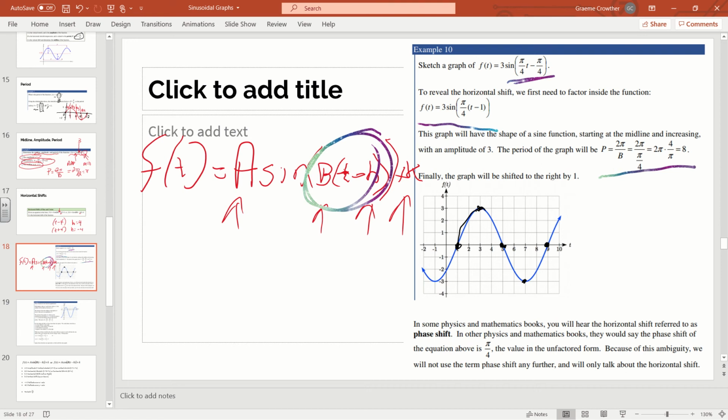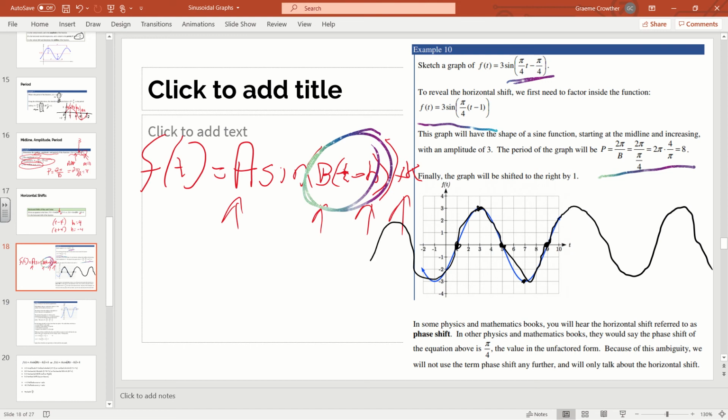So now I can sketch this sine curve. And because it's repetitive, it's going to continue going on and on in both directions. So if you're just asked to sketch the one sine curve, one full rotation, you would do it from 1 to 9.